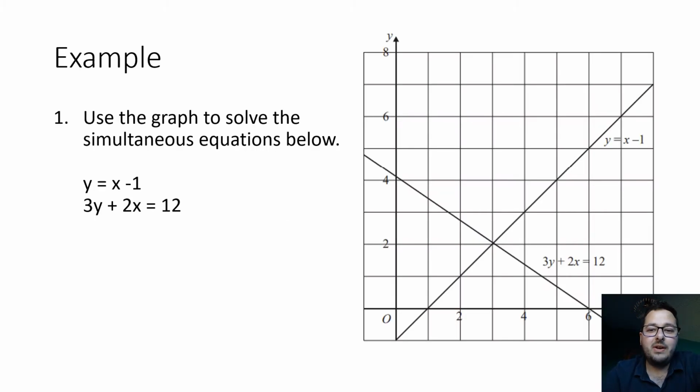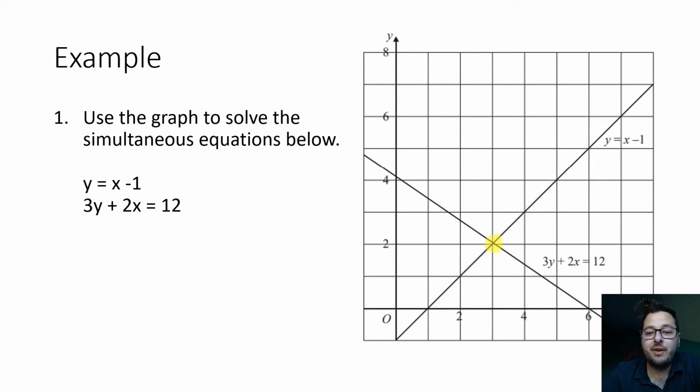Okay, so very simply then, we've got a graph here and it says use the graph to solve the simultaneous equations below. So we've got y equals x minus 1, and we've got 3y plus 2x equals 12. Okay, so it's not any harder than it looks. We are literally just looking for this point here where they cross.